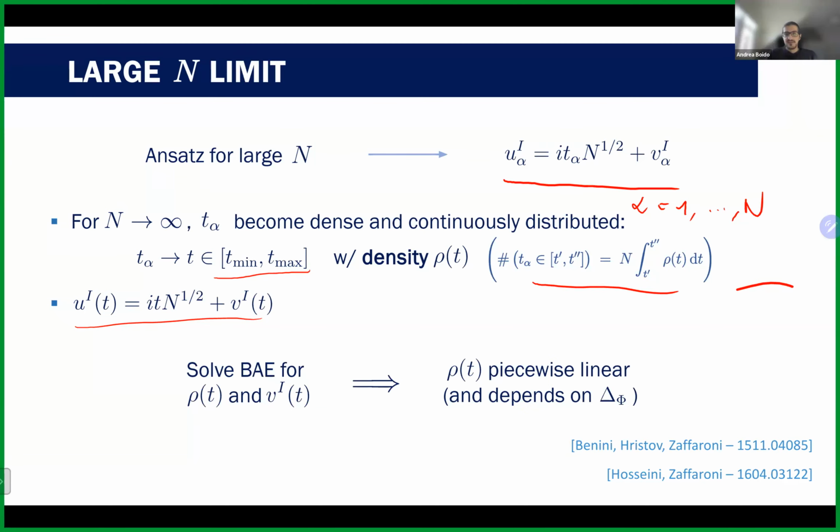Okay, sorry, I was saying, with this ansatz in hand, your Bethe-Ansatz equations become easier to solve, and you can solve them. The important thing that you find is that this rho of t, the quantity we will be studying later, is a piecewise linear function, and of course it will depend on the chemical potentials of the fields.